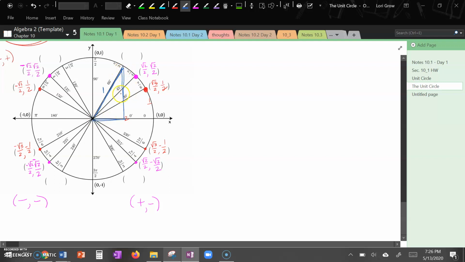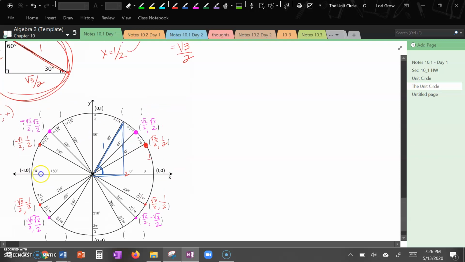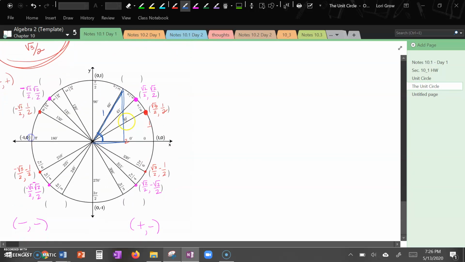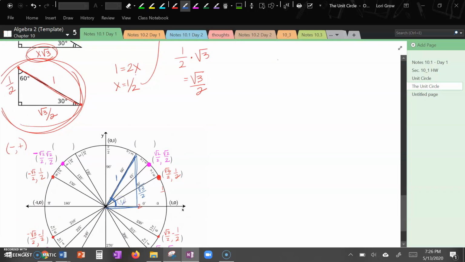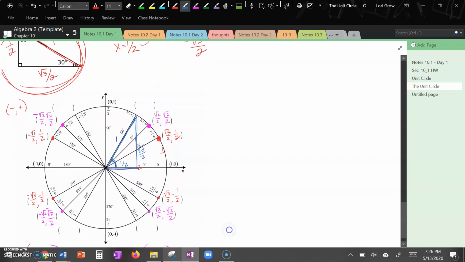The side across from the 60-degree angle, this is the 60-degree angle right here, is root 3 over 2. And the side across from the 30-degree angle is 1/2. The coordinate of this point, you could think of it as going 1/2 in the x direction and root 3 over 2 in the y direction.